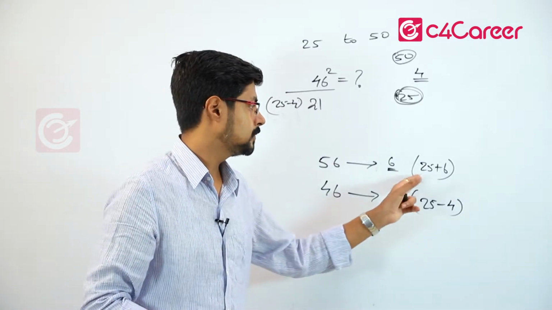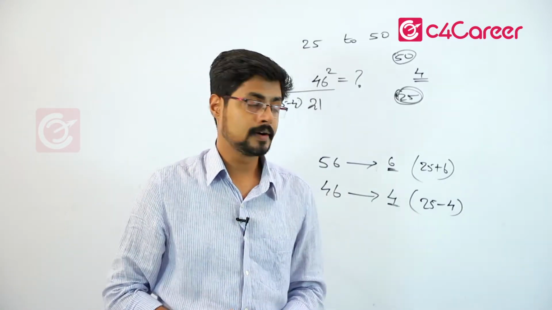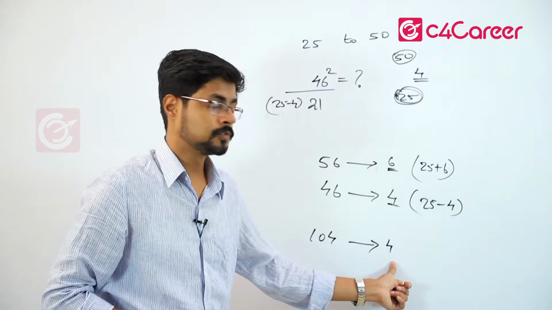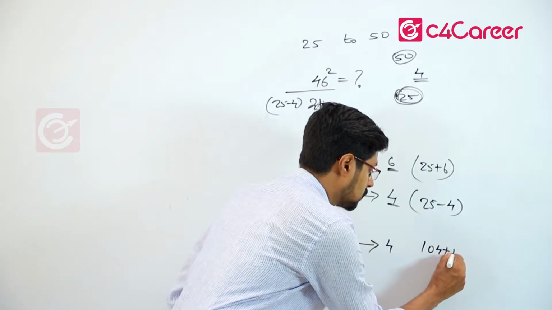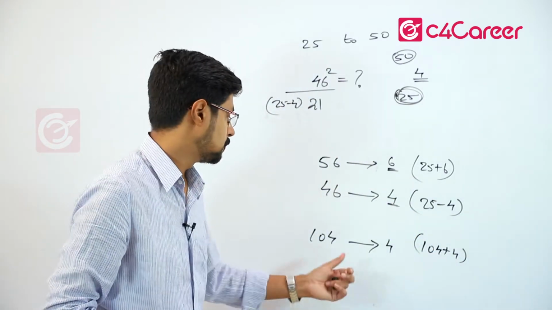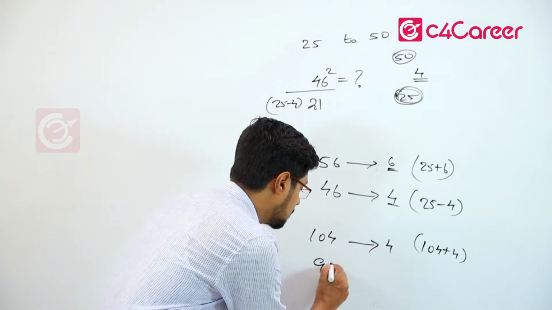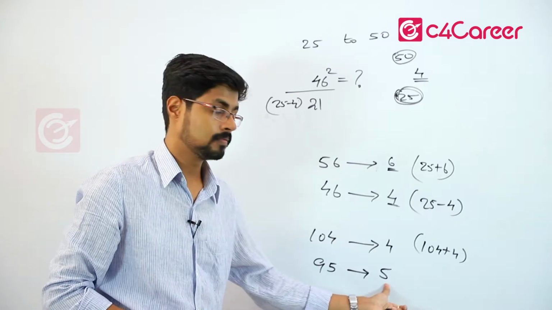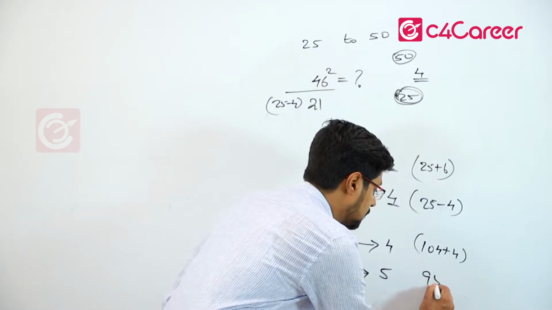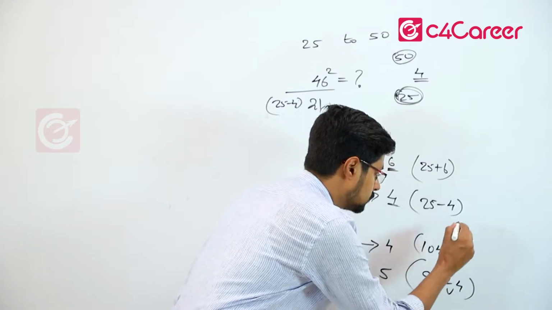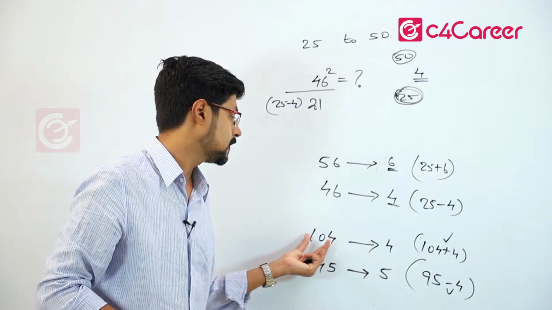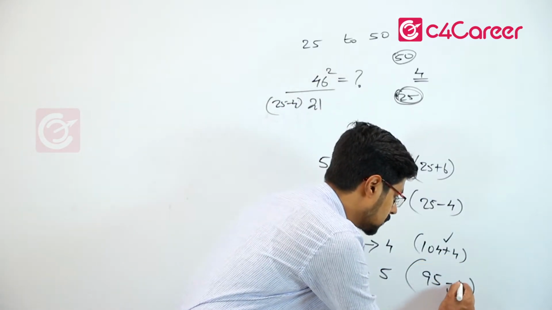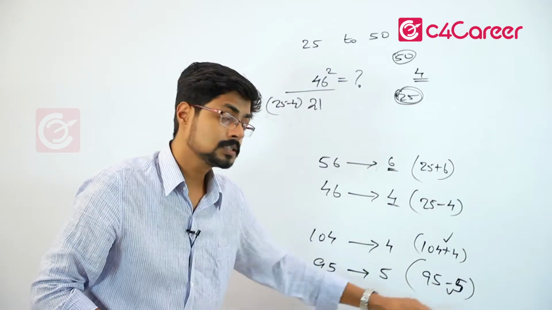If you remember, this is the same thing we did in numbers close to 100. If the number was 104, the difference from 100 is 4, and what we did was 104 plus 4. And when the number is less than 100, let's say 95, the difference is going to be 5. So here we subtracted the difference. So this sign is very important. When the number is greater than 100, we added the difference. When the number was less than 100, we subtracted the difference. Let me correct here. This is 95 minus 5.